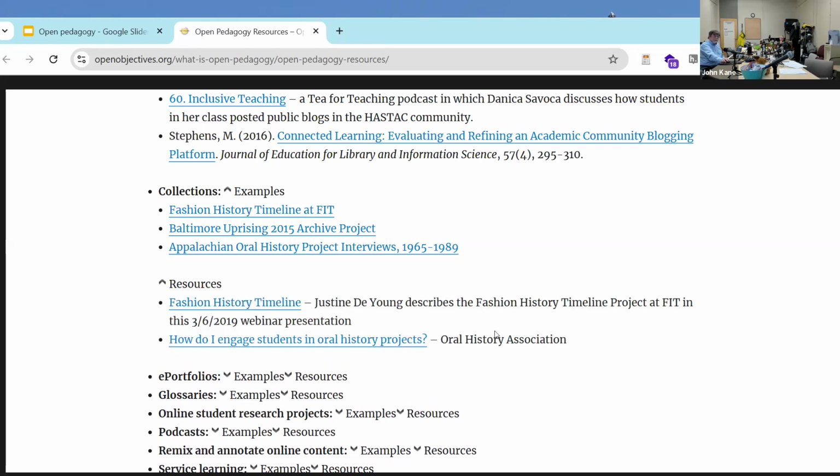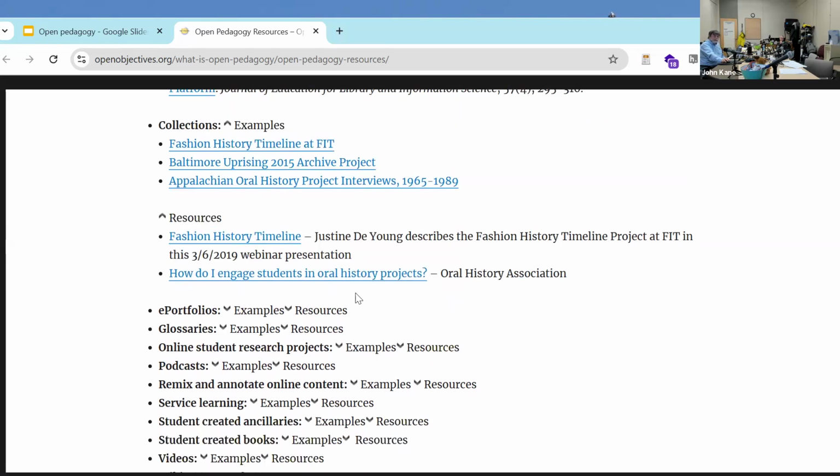Here's a background of the fashion history timeline, and also how you might engage students in an oral history project, which is a really great example in many disciplines, certainly in history, perhaps in communications in terms of interviewing techniques, perhaps in sociology and so on. Students go out and interview people, and then they post the interviews or summaries of those interviews online, again with appropriate permissions from the people they're interviewing. And those can be really nice sources.